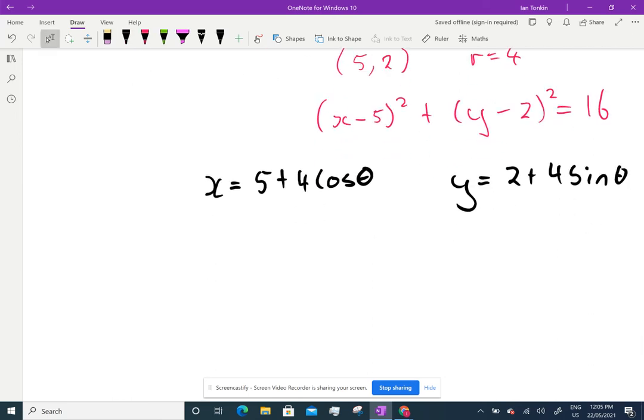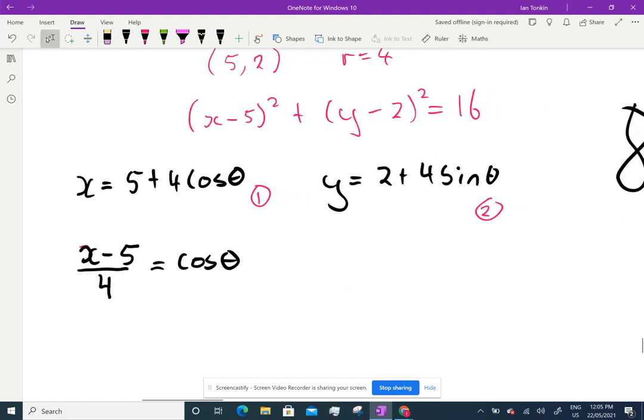Now, I'm going to call this equation number 1, going to call this equation number 2, and I'm going to rewrite cos theta here and get x in cos theta. So I'm going to go, x minus 5, and divide by the 4, and that's my cos theta. Now, over here, I'm going to write, y minus 2 over 4 equals sine theta.